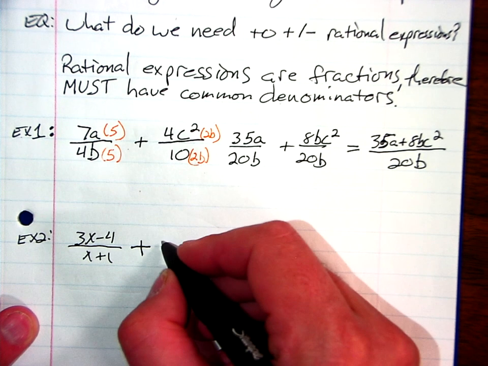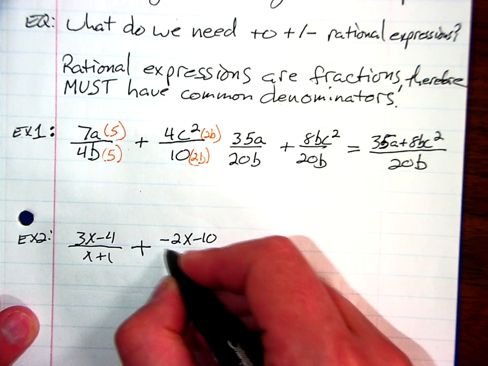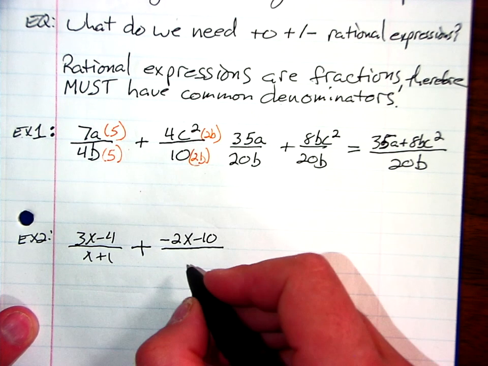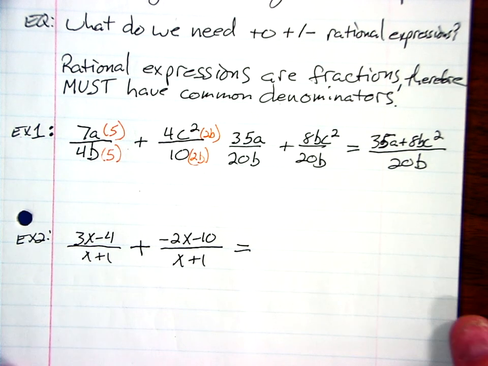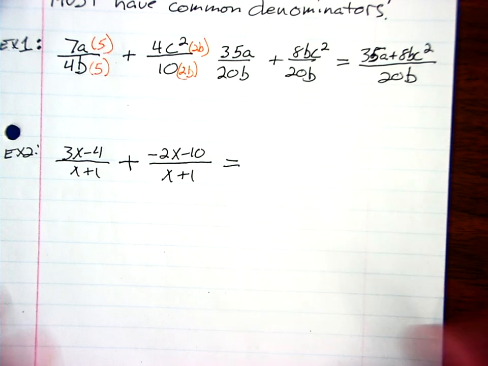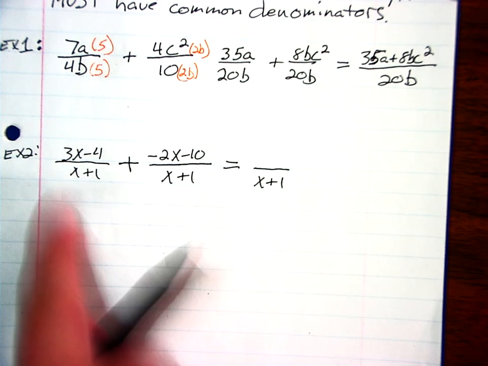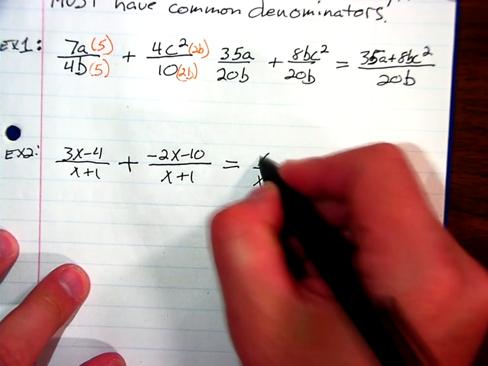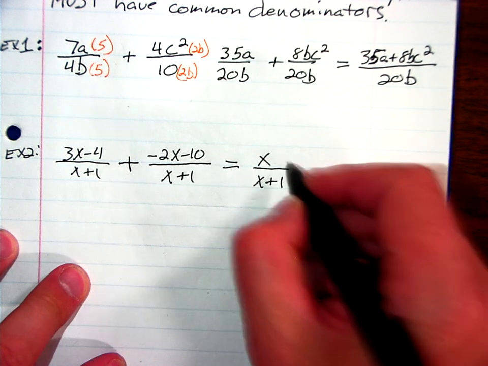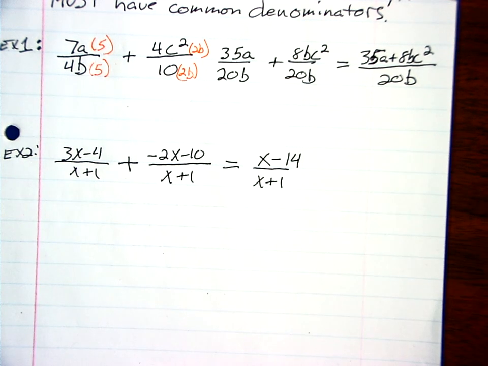Minus 2x minus 10 over x plus 1. All right, question. Do I have common denominators? Yes. So I can just go over here and write x plus 1. What is 3x minus 2x? X. And what's negative 4 minus 10? You are done. That's your final answer.